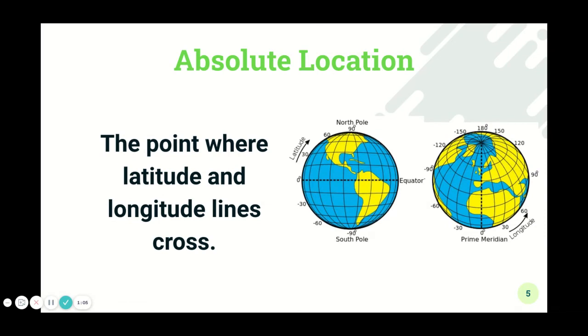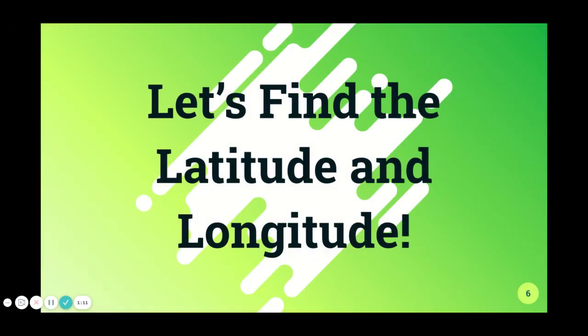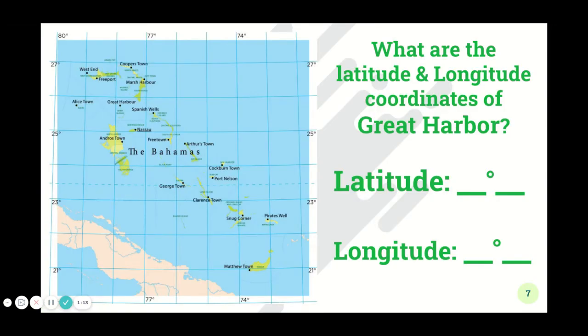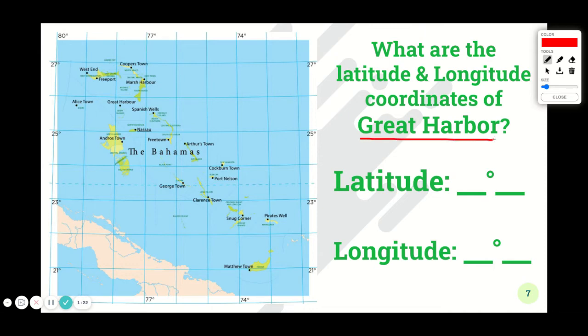Our absolute location, remember, gives us that point where the latitude and longitude lines cross. It tells us exactly where something is. So when we find those lines of latitude, right here, we are going to look for lines of latitude at Great Harbor. All right, so Great Harbor is right here. Okay, so this dot right here.